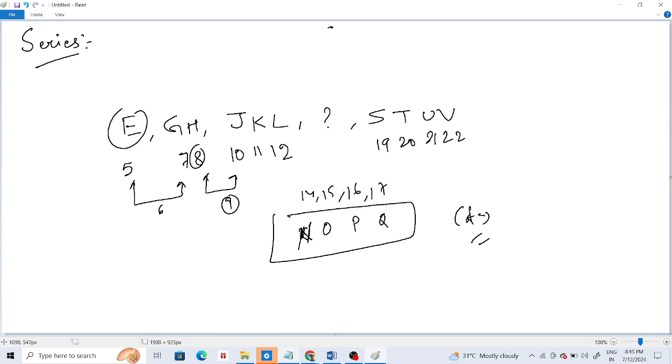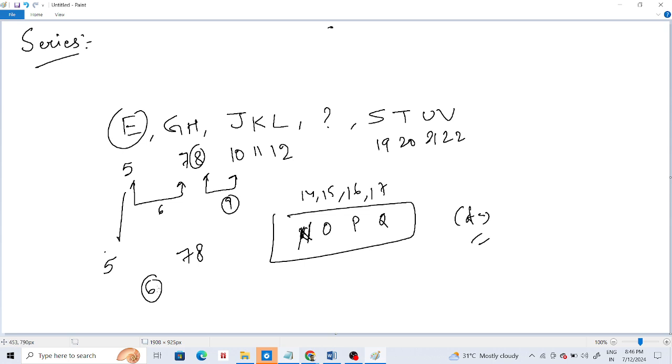Sir, couldn't understand. Okay. See, try to understand the pattern. For E we have 5, right? For G we have 7. For H we have 8, right? So you see, in between 6 is not there.